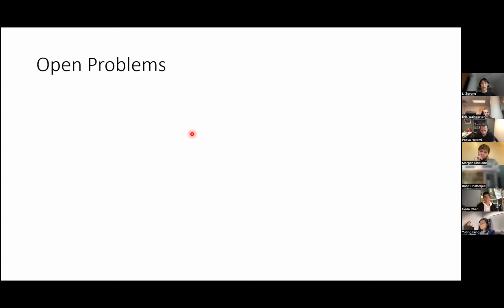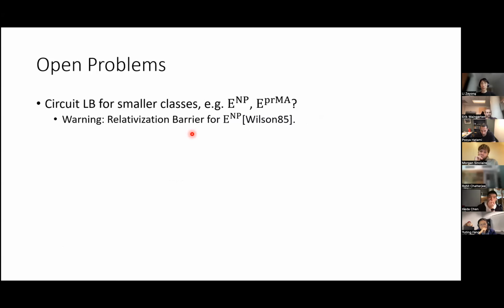And finally, a few open problems or interesting directions to look into. A natural open problem is: can we push the result further and obtain circuit lower bounds for smaller classes? For example, E^NP or E^promise-MA. I have a small warning here, which is that there exist relativization barriers if you want to show circuit lower bounds for E^NP.